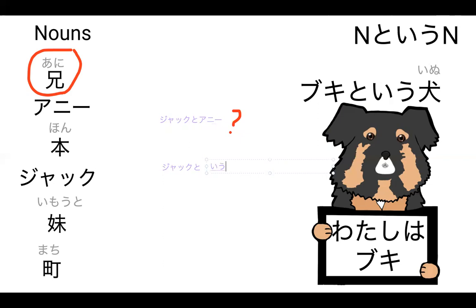It's iu. You know what iu means by itself? To say or utter. Yes. So in this case, to say and utter is kind of being used as to be called. So Jack to iu. And then what's brother? Big brother in Japanese. Ani. Yes, ani. That would be Jack to iu ani. Could you say that for me? Jack to iu ani. Yes.